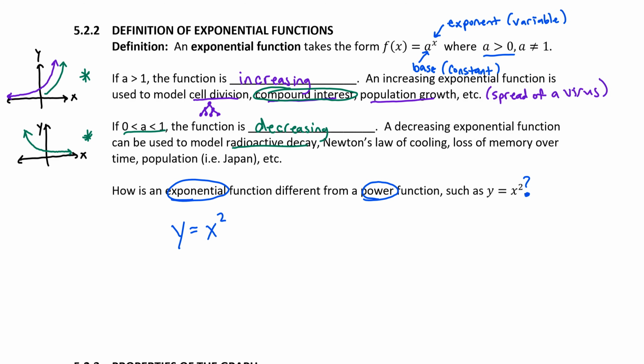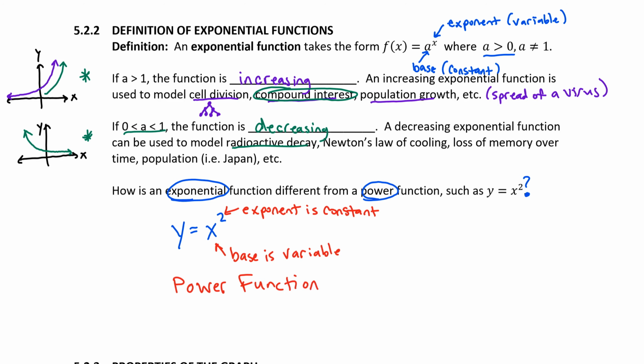Think about our parent function y equals x squared. This is a power function or a degree 2 polynomial function. Notice here the base is variable and the exponent is constant. So in order to avoid calling that an exponential function, we call it a power function. We're recognizing there is an exponent there, but I don't want to call it an exponential function because technically it's not exponential.